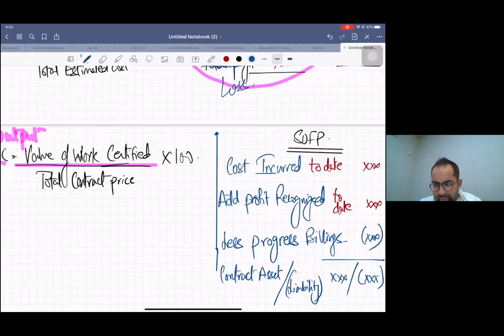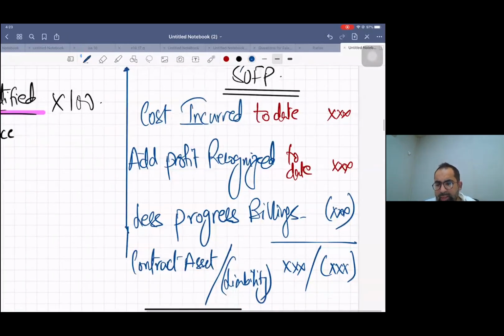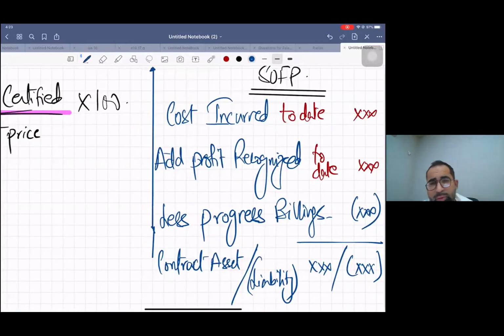Now there is one more working related to SOFP. This is an easy working. I have just enlarged it, and this will go in SOFP. But don't forget the first thing, and I'm using my highlighter again: SOFP is always as at. So you need to use the as at numbers, or you can call them to date numbers.